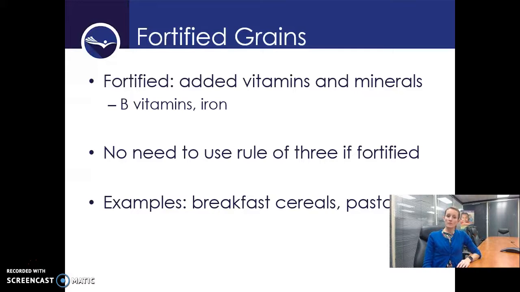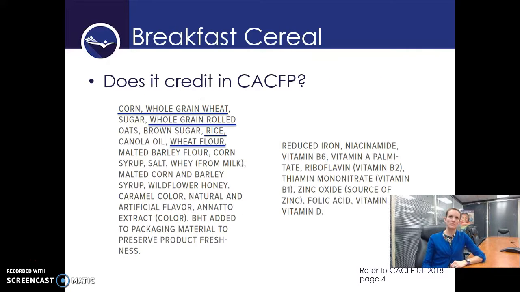And when it comes to fortified grains, that's kind of a different term we're throwing out there. Remember, we've talked about enriched grains and whole grains. Fortified grains are where you've added some vitamins and minerals, typically some mixture of B vitamins and then the mineral iron. In that case, where you might see this with like a pasta or a breakfast cereal, there's no need to utilize the rule of three. And we'll talk about how to identify whether or not that pasta or breakfast cereal, for example, has been fortified.